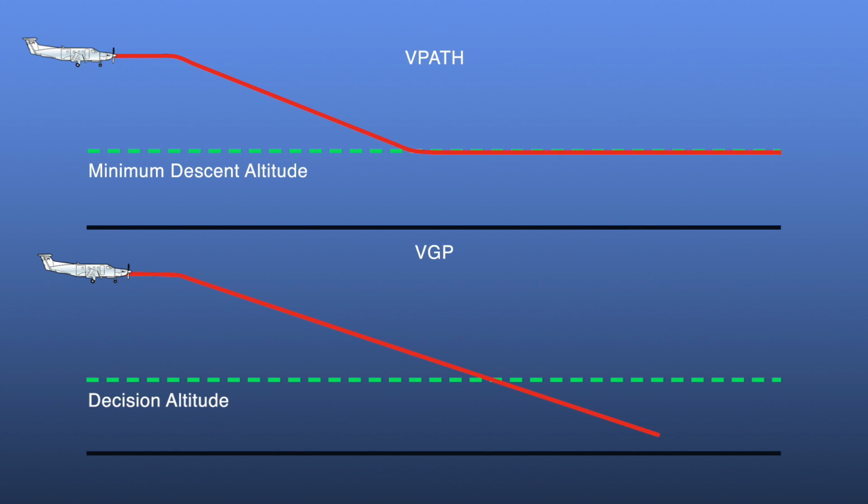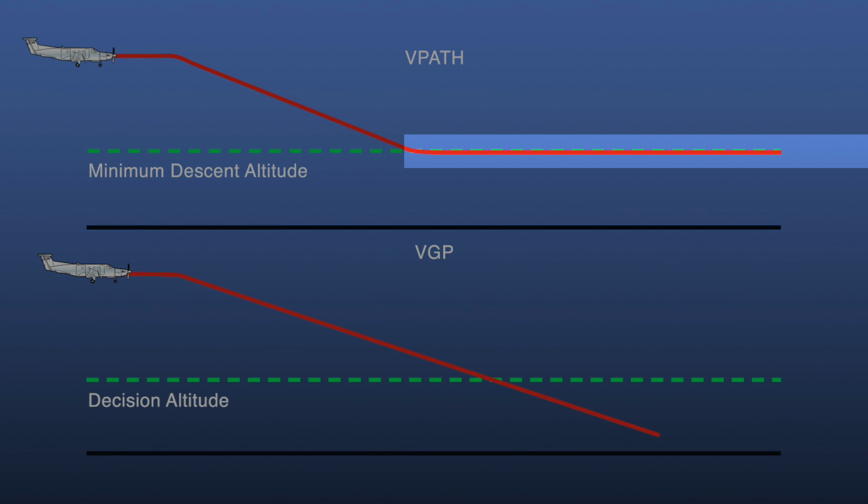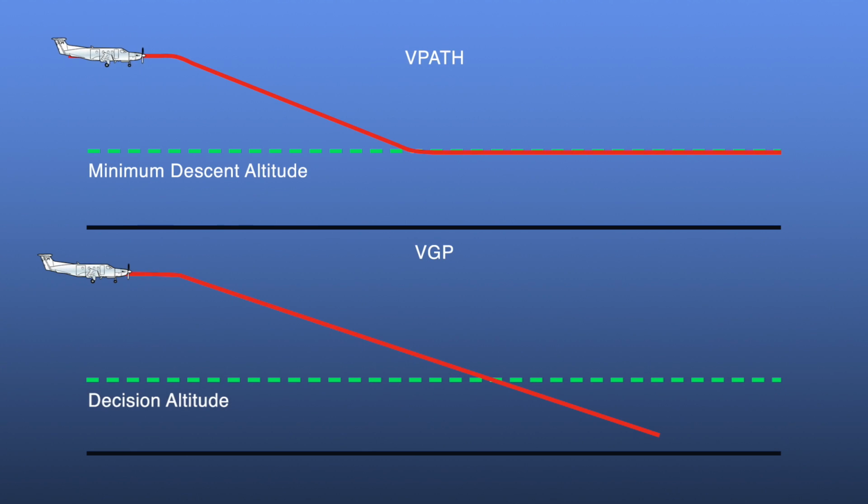When using VPATH, the MDA for the approach is set in the altitude pre-selector, and the flight guidance will level off at the selected altitude. VGP mode is similar to glide slope mode on an ILS. The altitude pre-selector is ignored and flight guidance continues below minimums.